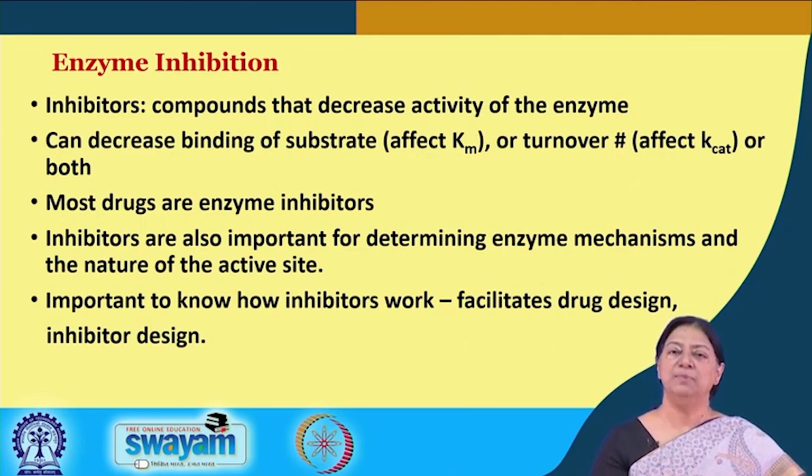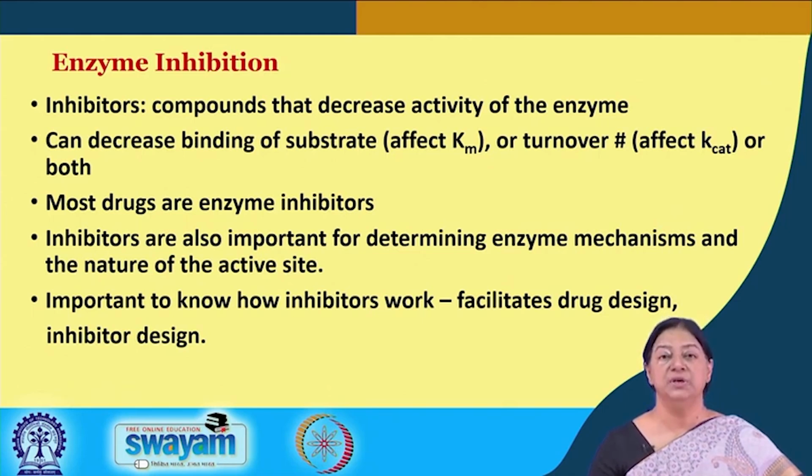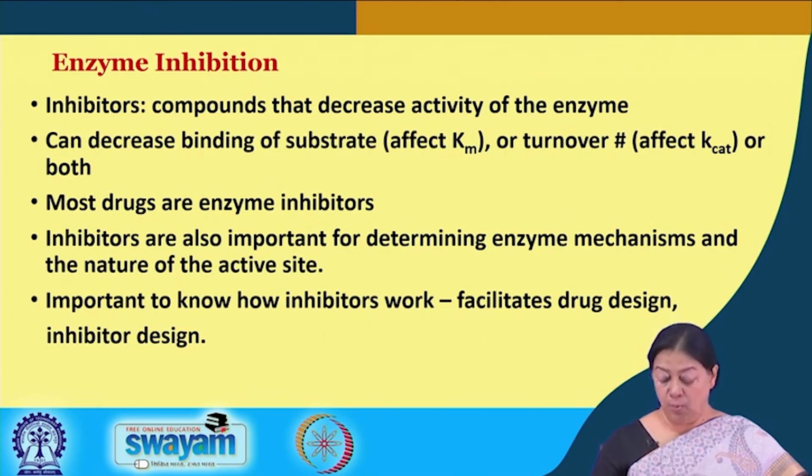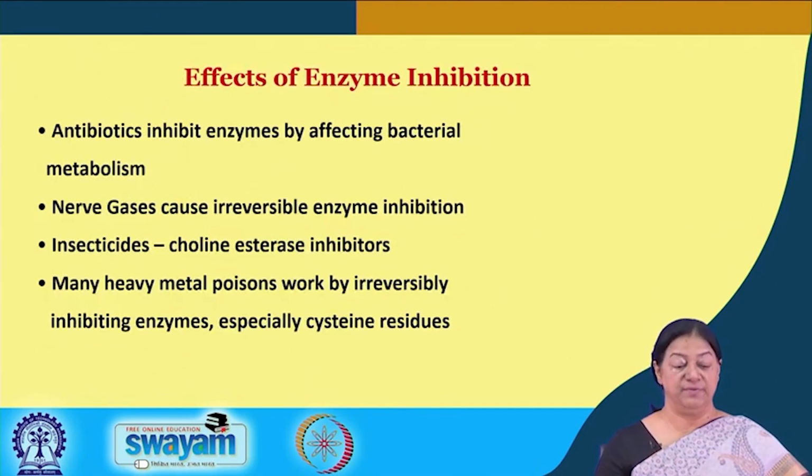If it has the shape complementarity or some chemical complementarity with the substrate, it is going to bind to the active site, but the reaction may not proceed because it is not the actual substrate. So, we are making the enzyme bind a molecule that is not the substrate. So, the reaction will not proceed. This is an inhibitor.